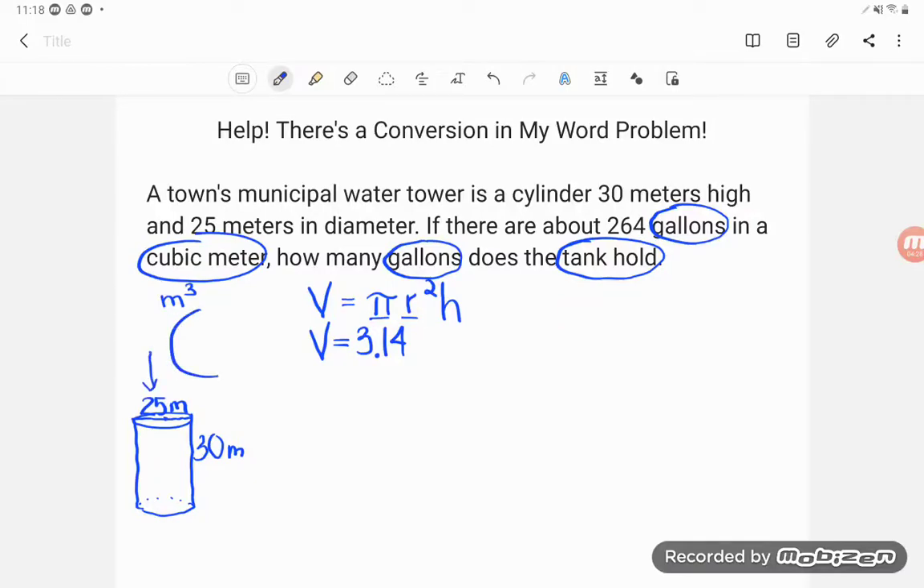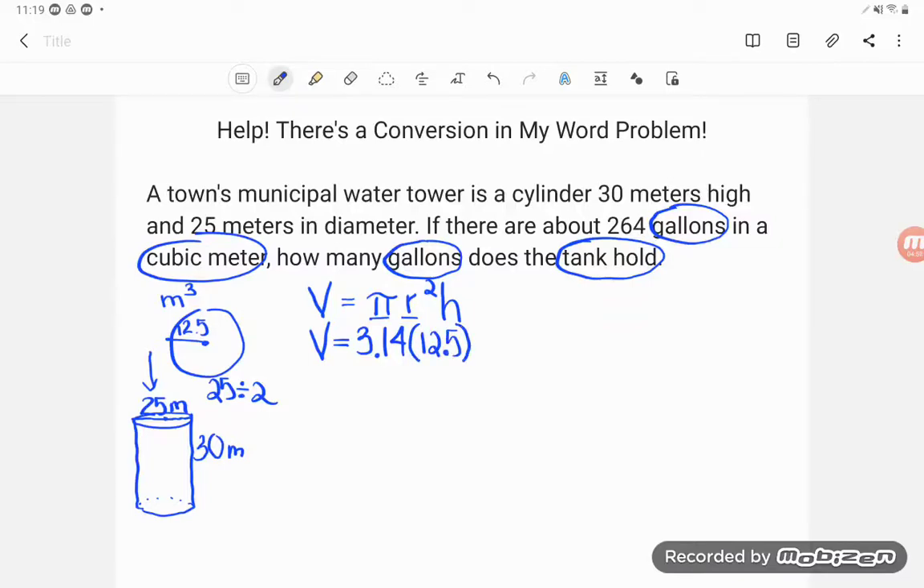And so what you're supposed to know is that the diameter goes all the way across a circle, but the radius only goes halfway across that circle from the center to the outside. So if I want to get my radius, I'm going to have to take that diameter of 25 and divide it into two equal pieces. I'm going to get half of it. And then I find out that the radius is 12.5 meters. So I'm going to plug in 12.5 for my r.